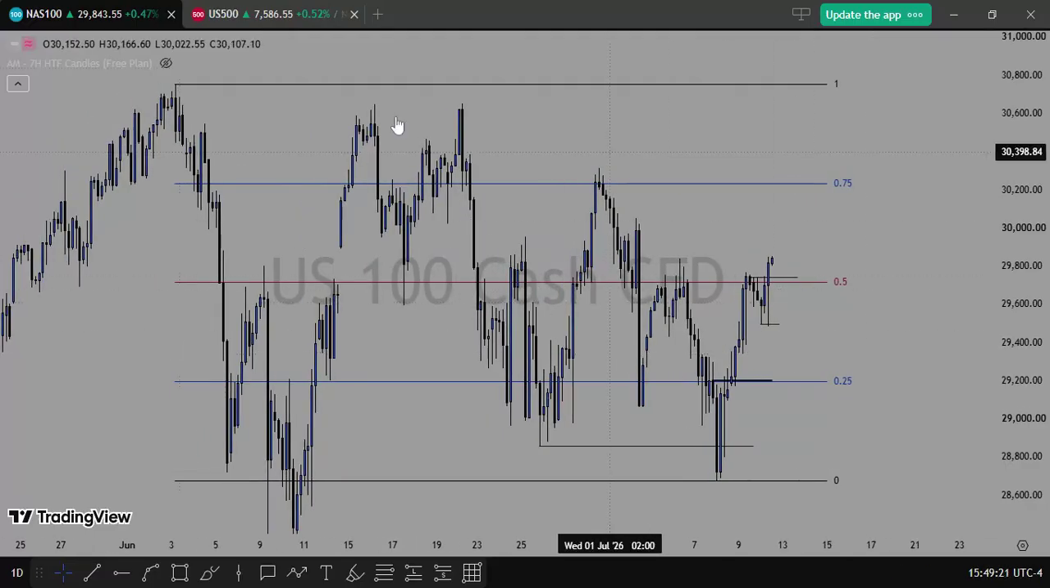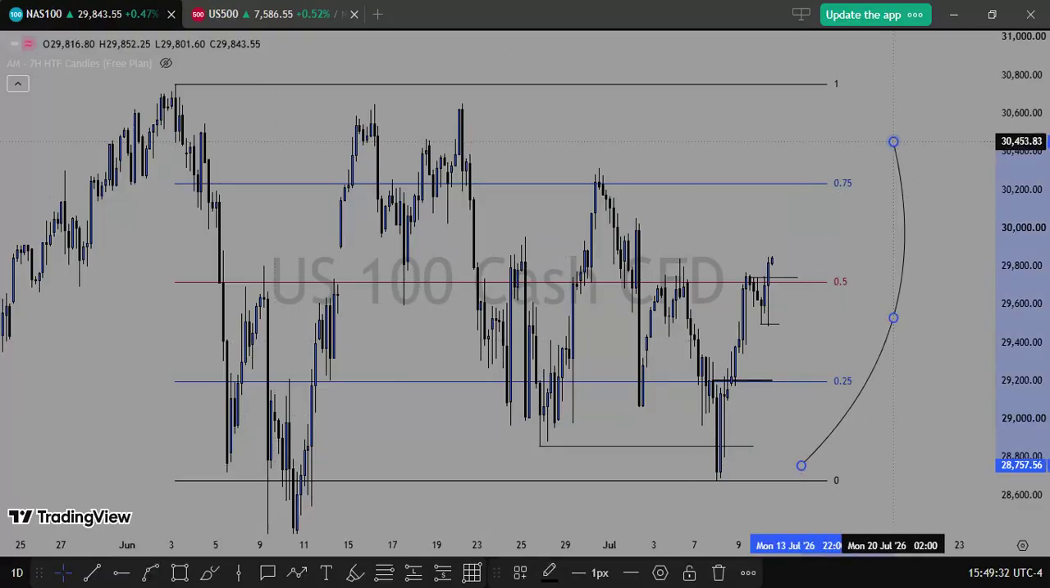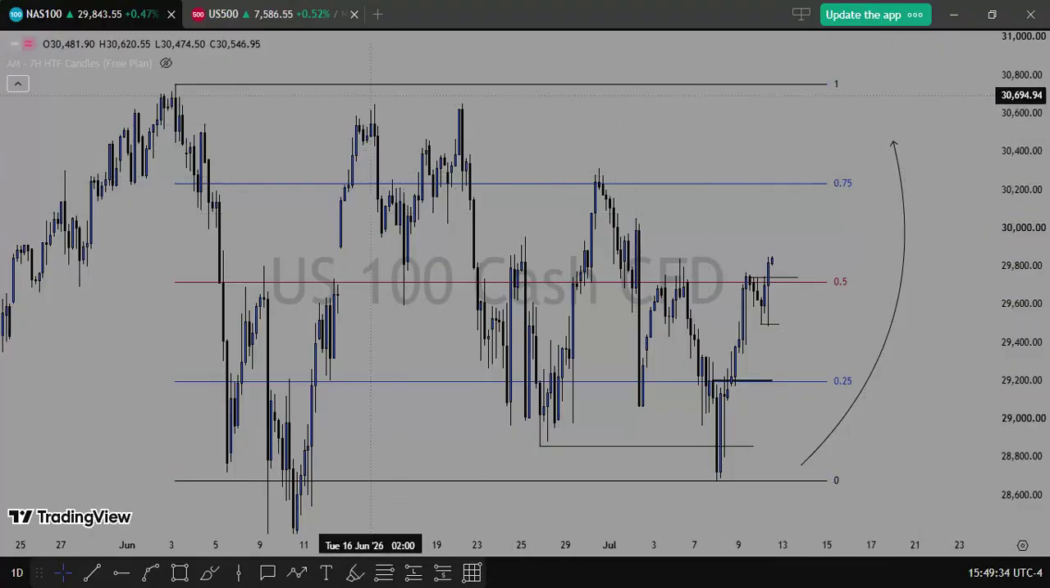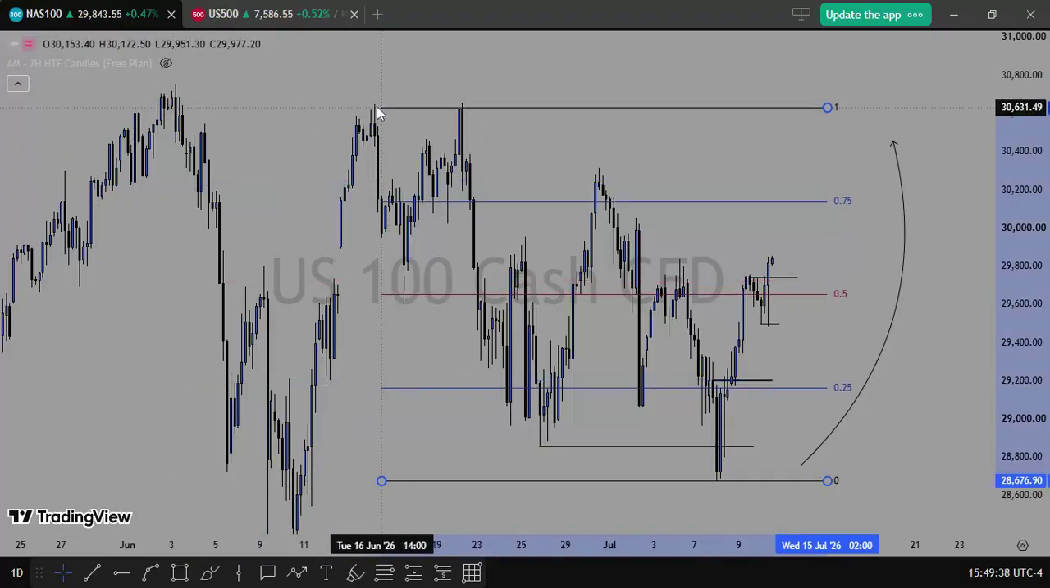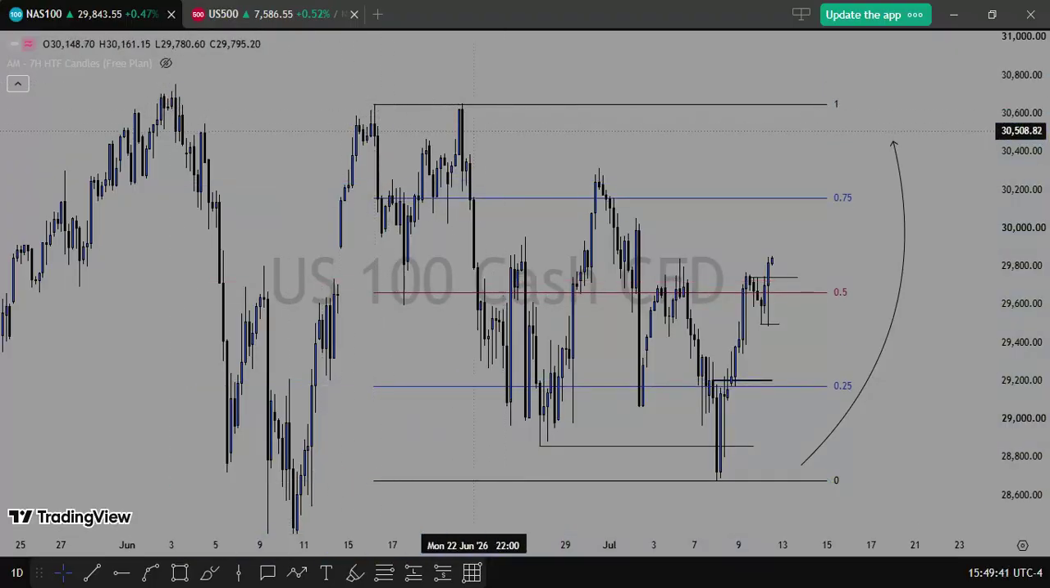We also have a very clean market maker buy model in play, if that is what is going to be playing out. So we can safely assume that this is the buy side of the curve, and we have already gotten the confirmation that price, or the algorithm, is seeking all this buy side liquidity. In fact, we do have very clean equal highs at the top, so this can be a very good target at this point.